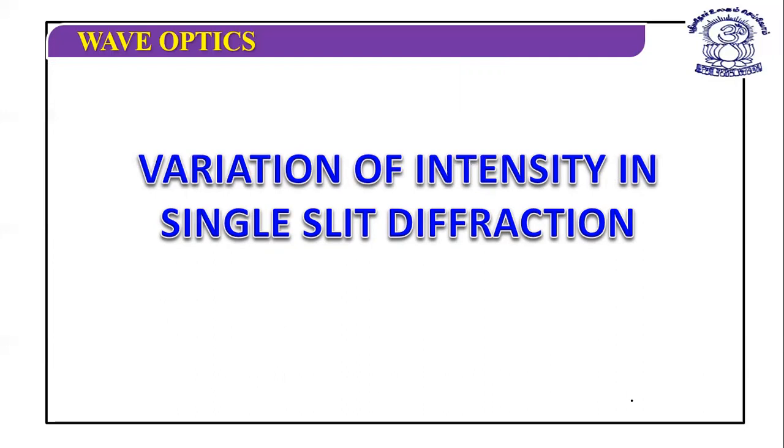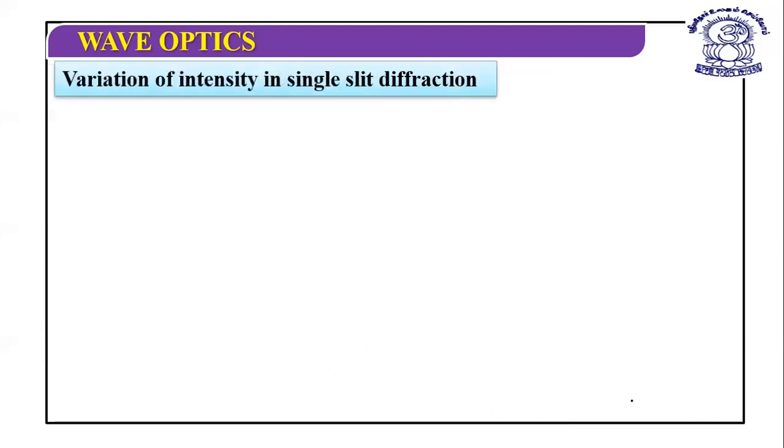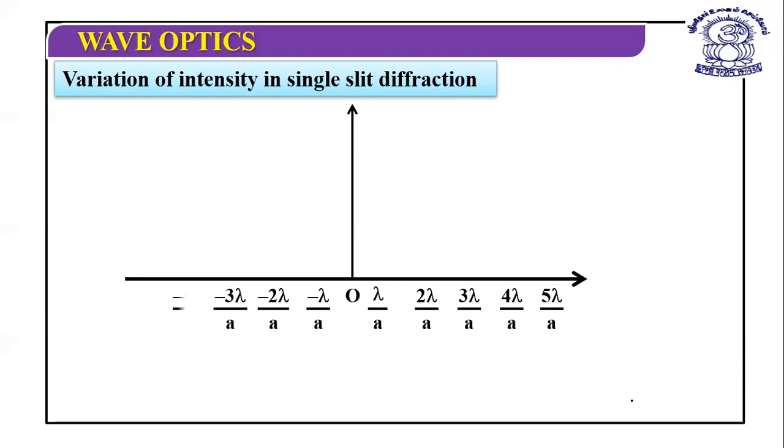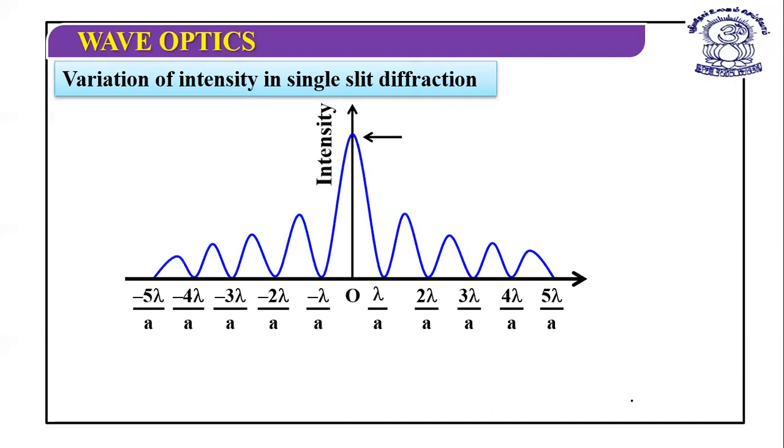Now let us see how the intensity of light varies in single slit diffraction. We have drawn a graph of intensity of light versus wavelength. Here the intensity is maximum, so this is the central maxima, and then with different wavelengths, this is the first maxima, this is the second maxima, third maxima, and so on.